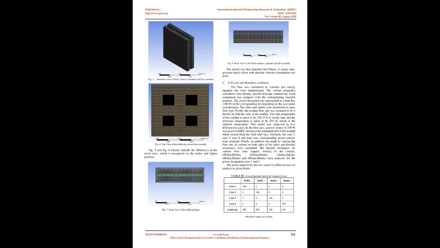The flow was considered as laminar and the energy equation has been implemented. The various properties considered were density, specific heat, and conductivity. Each component was assigned the corresponding material property. The power dissipated was represented as a heat flux, 100 W, to the corresponding die depending on the case under consideration. The inlets and outlets were specified as mass flow type. Firstly, the coolant flow rate was assumed to be 4 L/min on both sides of the module. The inlet temperature of the coolant is taken to be 338.15 K at steady state and the reference temperature is taken to be 293 K, which is the ambient temperature.